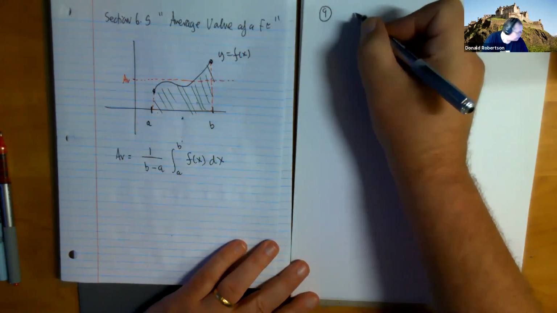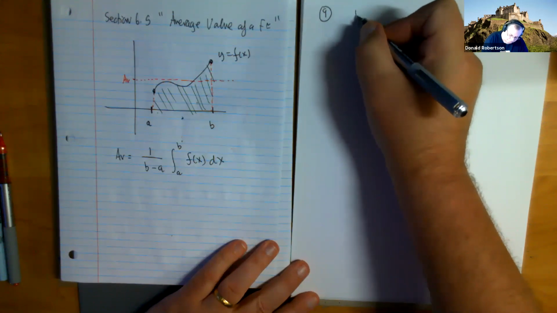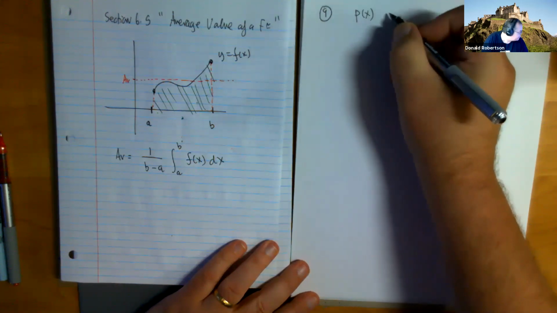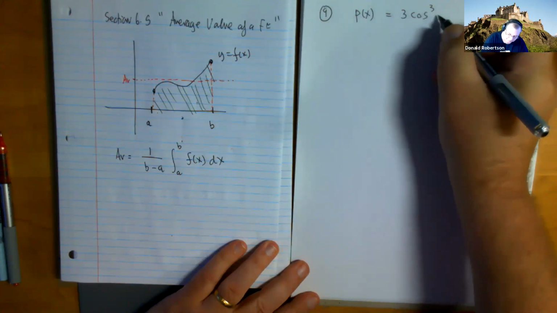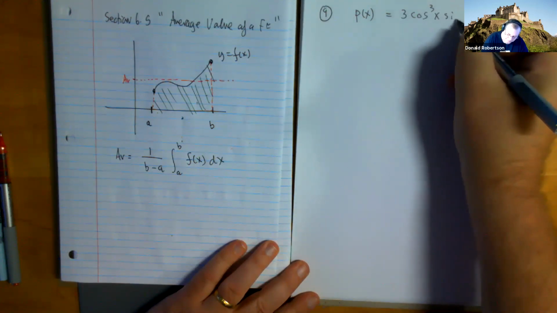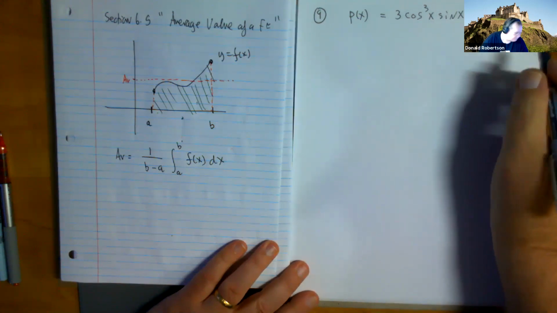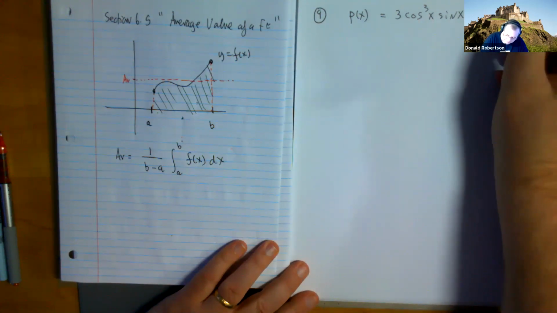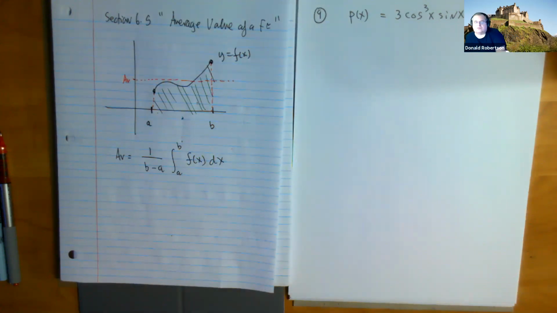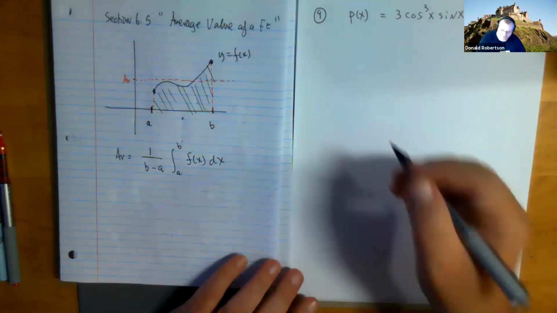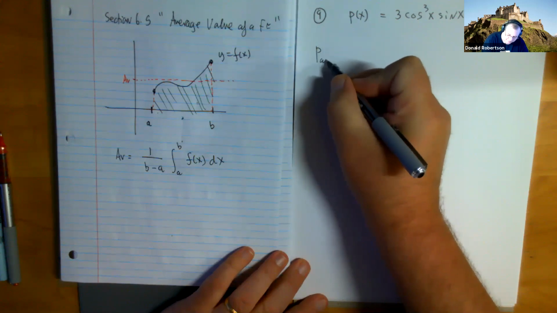Do a trig one. Change the letter of the alphabet. Here's our function, p of x. It's obviously a trig function with sines and cosines in it. We're going to find its average value.